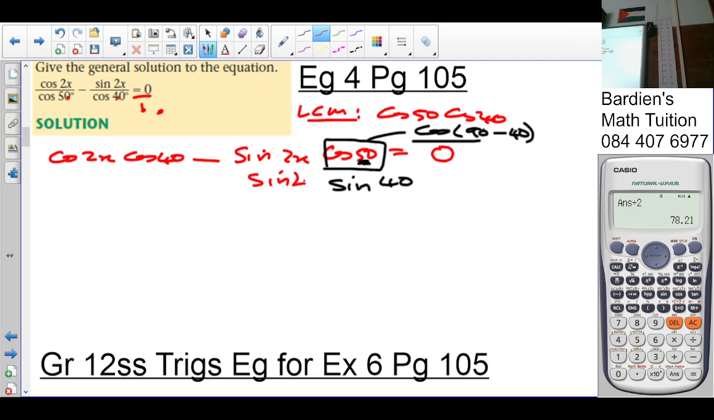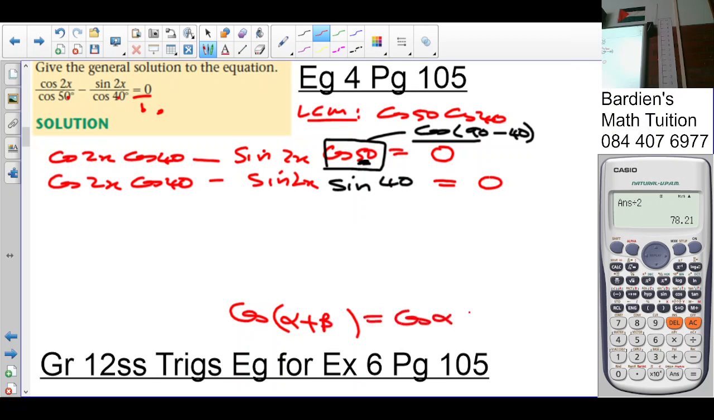Sine 2x, we got cos 2x, cos 40 equals 0. So now the cos expansion, if it's got cos of alpha plus beta, is equal to cos alpha cos beta minus sine alpha sine beta. Okay, and that is the identity here. What is in alpha's place? 2x. What's in beta's place? 40.